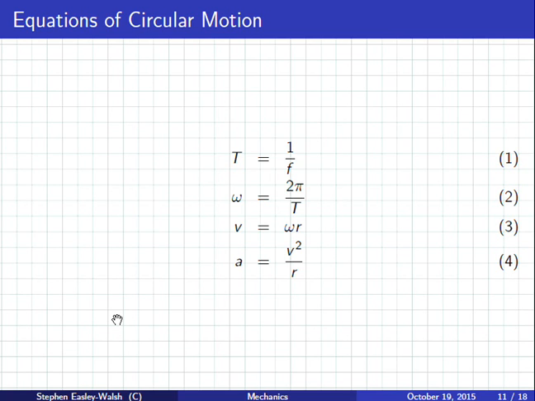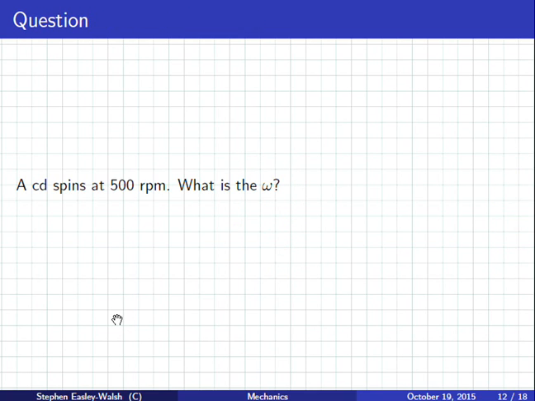So I think we probably need to look at some examples now. Does anybody know what RPM means? Revolutions per minute. Almost, yeah, revolutions per minute, or rotations per minute. So what I'm saying here is the CD is turning 500 times in 1 minute. What is the omega? Okay, so write that down and then we'll do it.